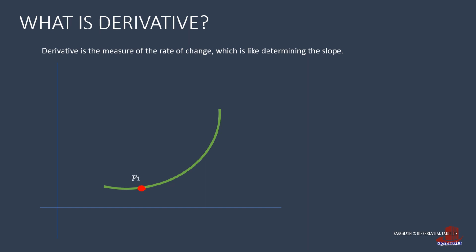Say that we take point 1 from the curve. This point has an x-coordinate we denote as x sub 1, and y-coordinate denoted as f of x sub 1. We are to determine the slope of its tangent line. But since we only got one point, that would be difficult if done algebraically.